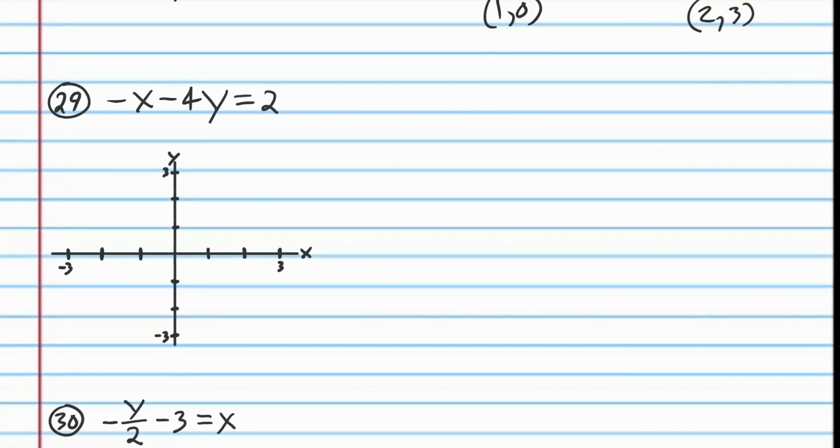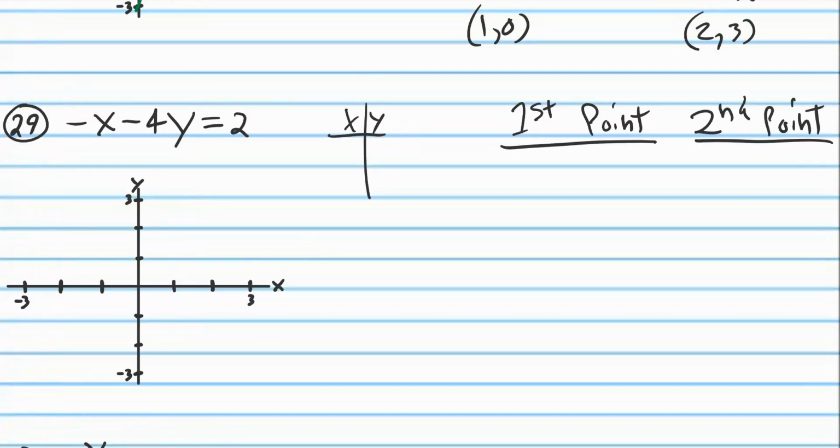All right. So 29, we're getting more and more challenging here. So go ahead and try 29. When you come back, we'll do it together. All right, we're back. So it's going to be probably a lot easier to plug in the y's first. If you plug in x's, you're going to have a two-step equation. So I'm going to plug in 0 for y.